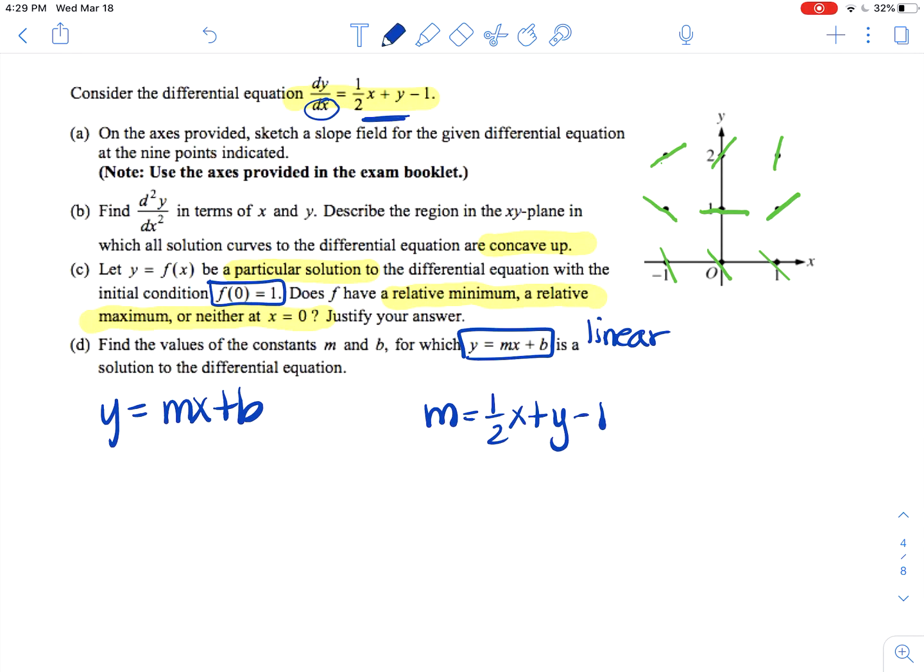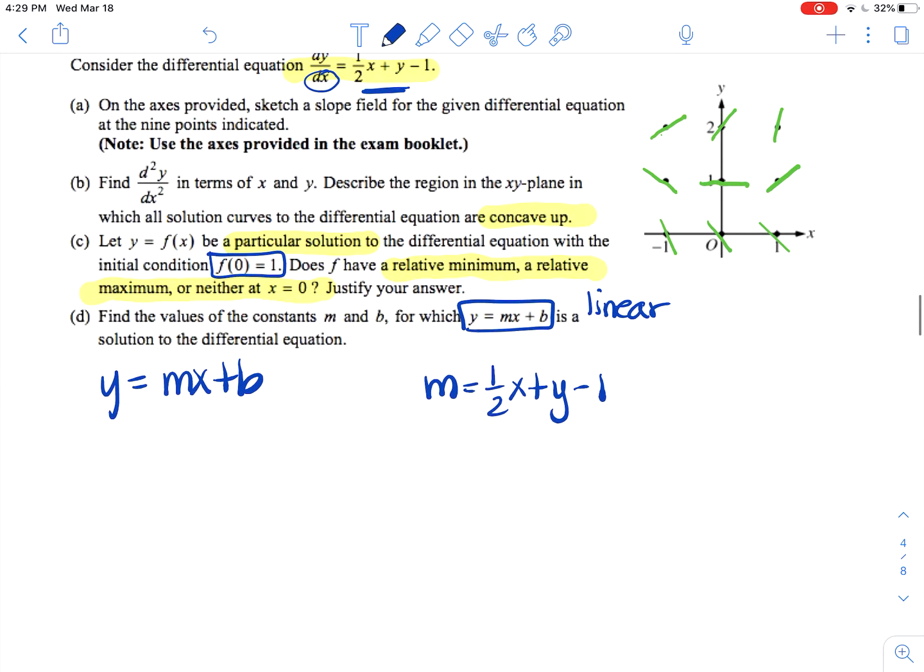Okay, so now I have a second equation. Again, still a lot of unknowns in this problem, so I have to do a little bit more. Think about a linear function for a second. What kind of concavity does it have? Is it curving up? Is it curving down? It's not curving at all. That means I have a second derivative that's equal to 0.